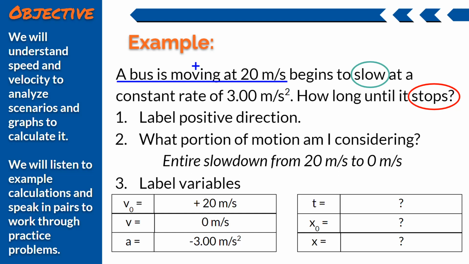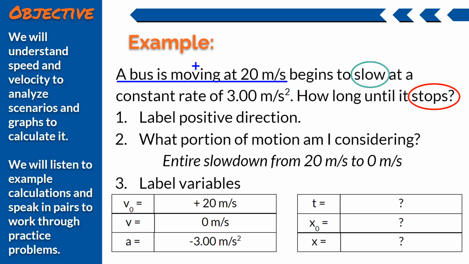The only question they could possibly ask me is, how far has this thing traveled until it stops? In which case, I would be able to solve for x if I knew my initial position was 0. It's easier to do that. So you could put a 0 in there if you would like, but we actually don't need that number to answer this question. Okay, so we've got all of our variables.